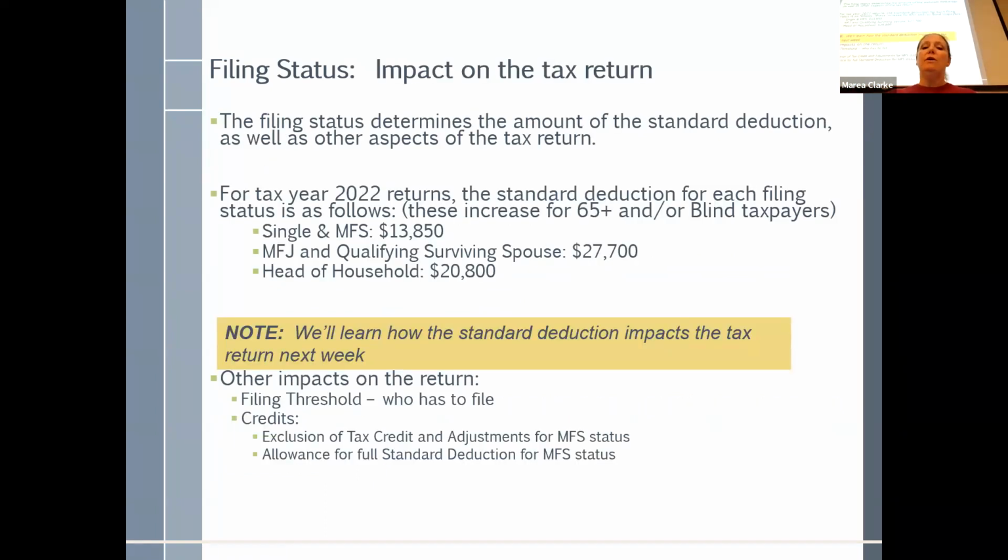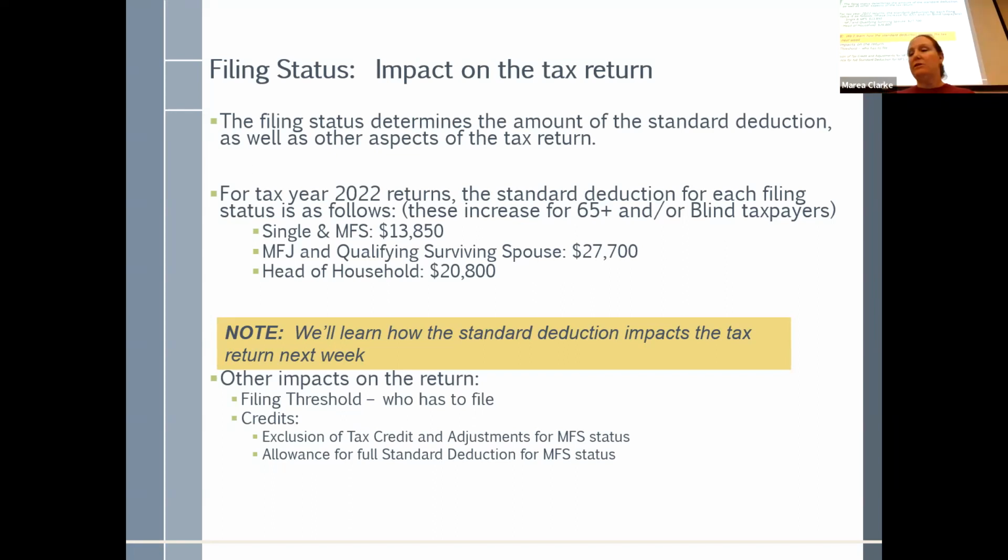All right, so the filing status determines the amount of your standard deduction. Remember I said everybody gets a set amount. That amount varies based on your filing status. If you are single or married filing separate, that number is $13,850. Joint returns or qualifying surviving spouse, $27,700, so it's double. And then head of household is $20,800.